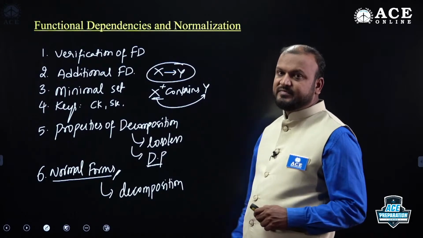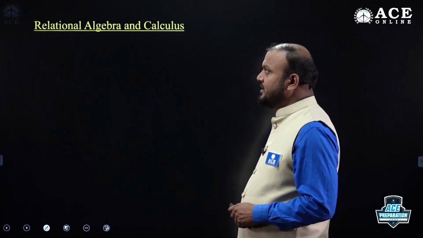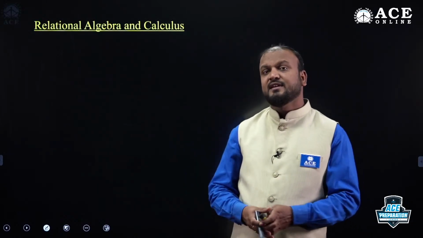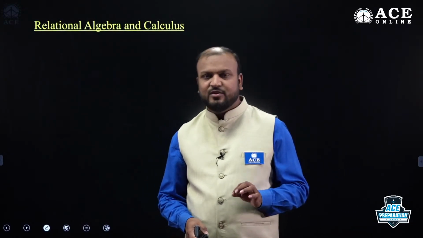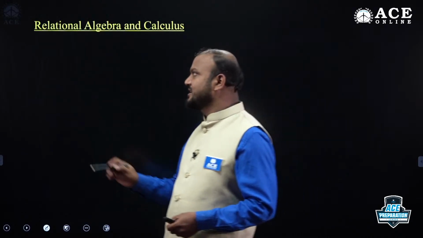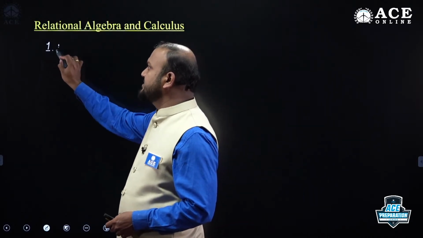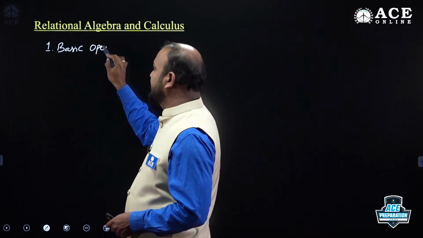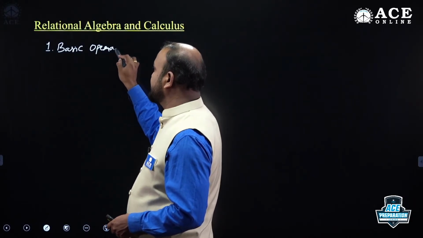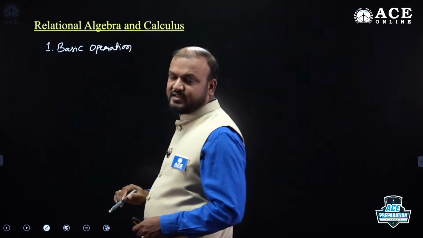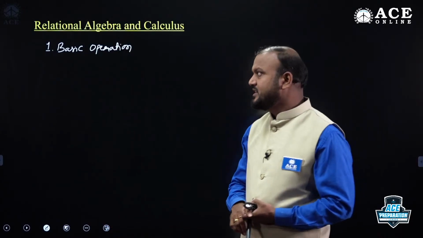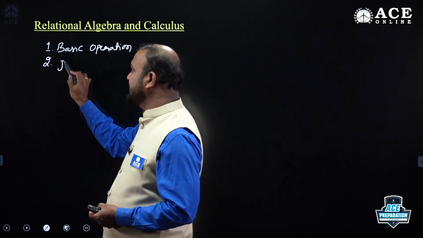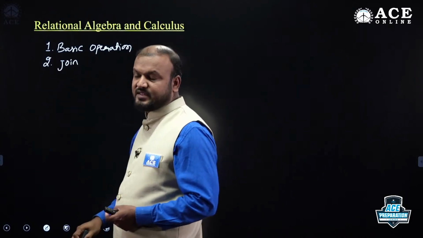Now coming to the next chapter. The next chapter is algebra and calculus. Damn sure it is important, and in algebra and calculus, very few topics are there. We have basic operators like projection, selection, right? Cartesian product, join operations. But when you see the previous GATE questions, the majority of the questions are on joins.